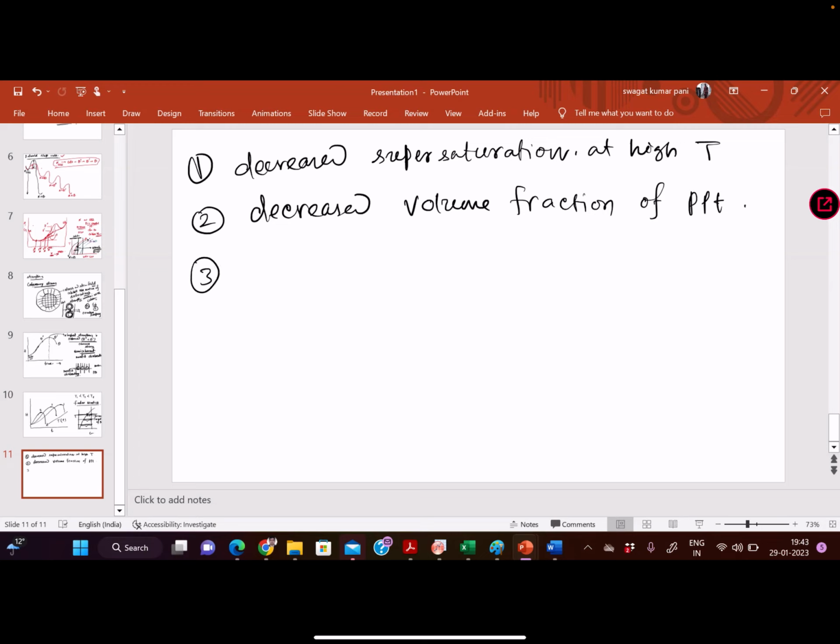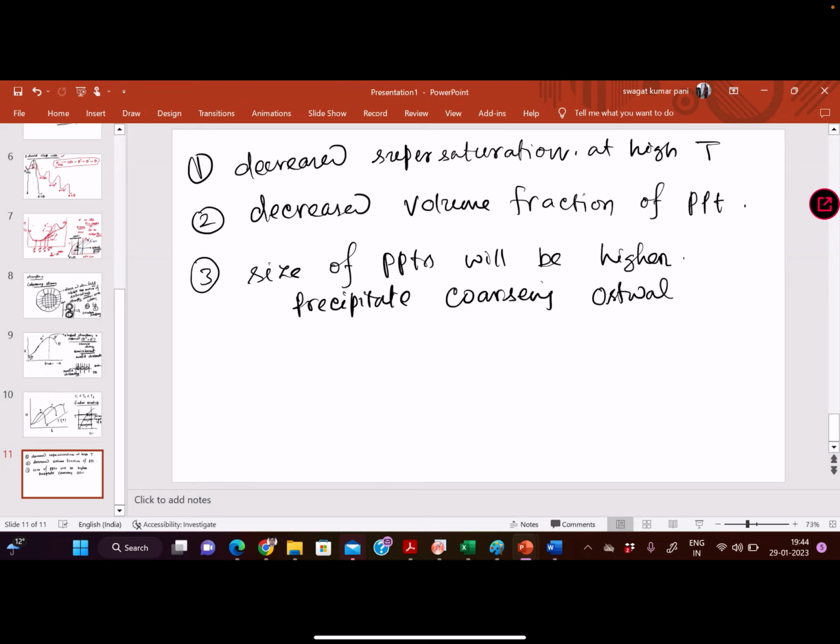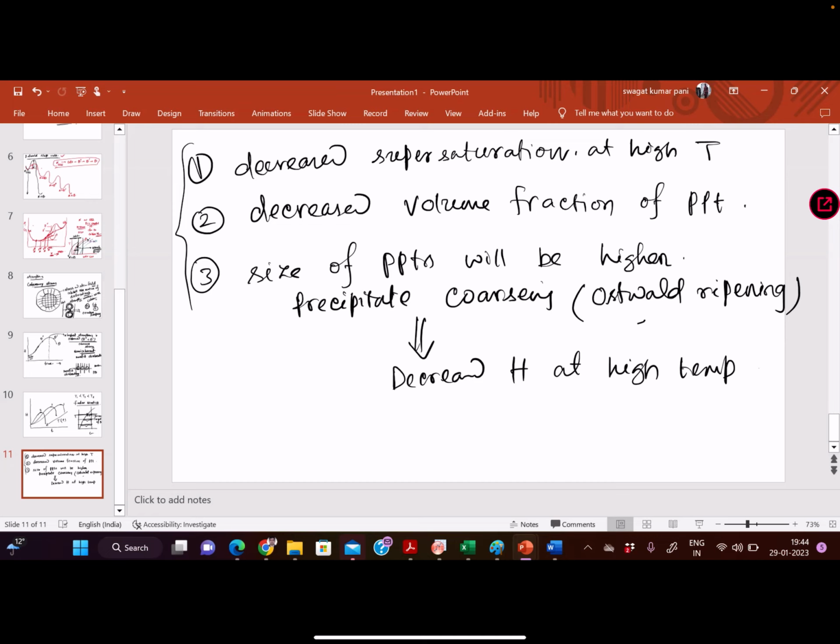And also, at high temperature, the size of precipitates will be higher. Why? Because of precipitate coarsening, or what we call Ostwald ripening. So all these factors lead to decreased hardness at high temperature. Okay, is it clear till now or any doubt?